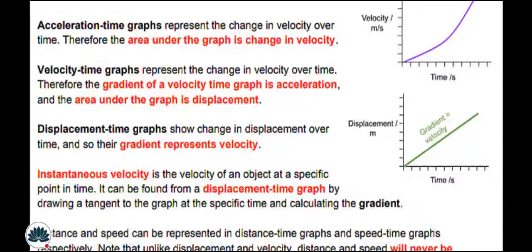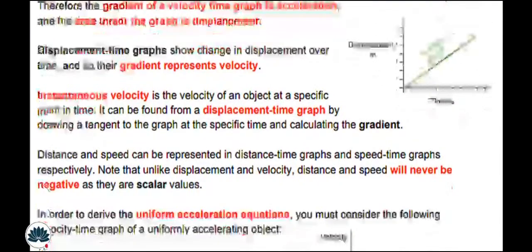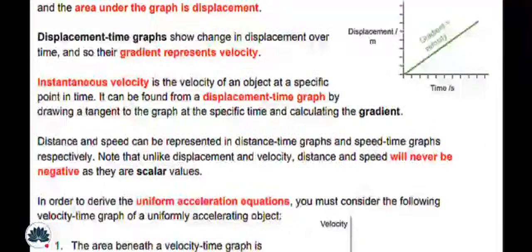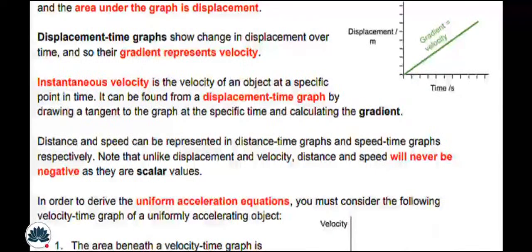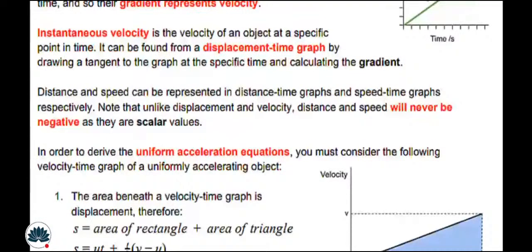A displacement time graph shows you the velocity. Obviously velocity is equal to distance upon time. Distance and speed can be represented in distance time graphs and speed time graphs respectively. Note that unlike displacement and velocity, distance and speed will never be negative as they are scalar values. Scalar values cannot be negative. This is a point you can note in your books.